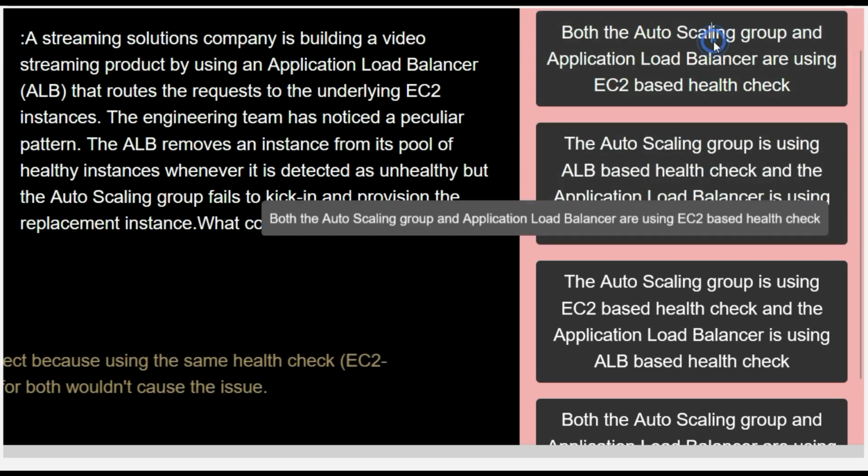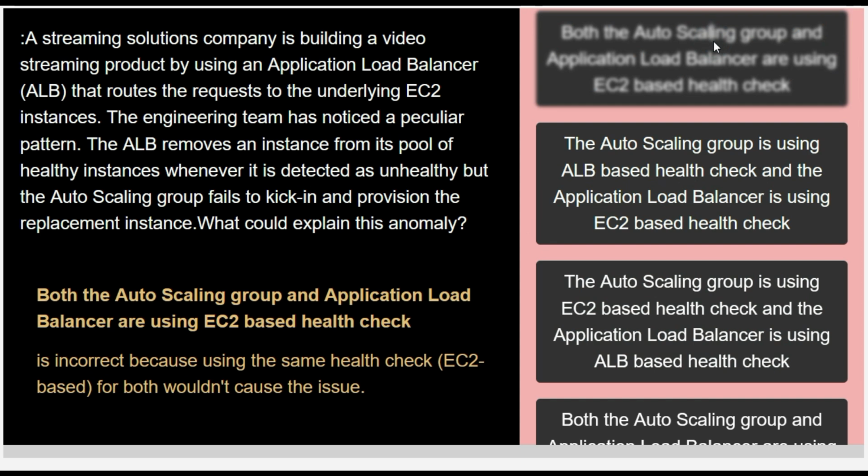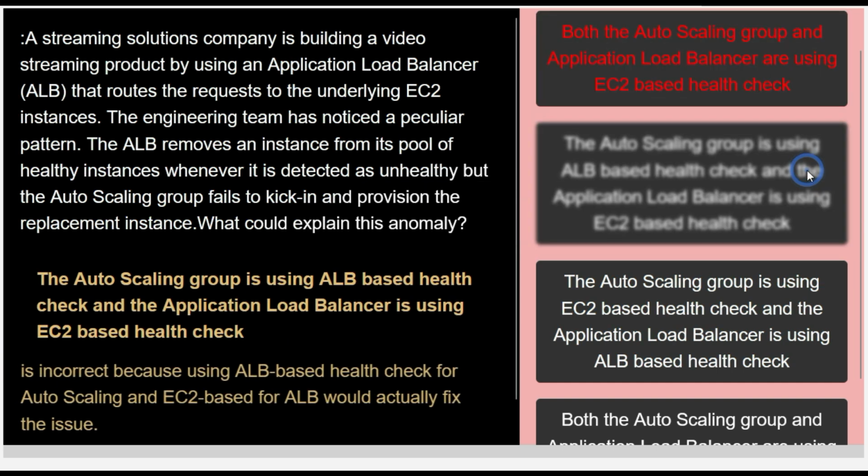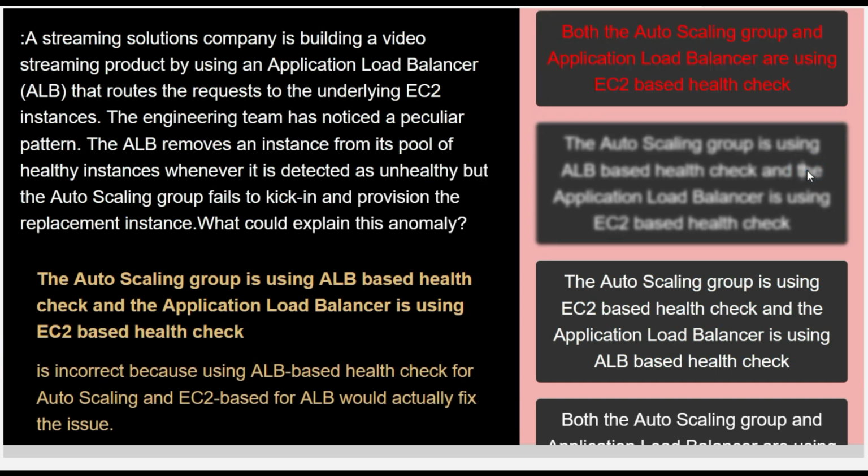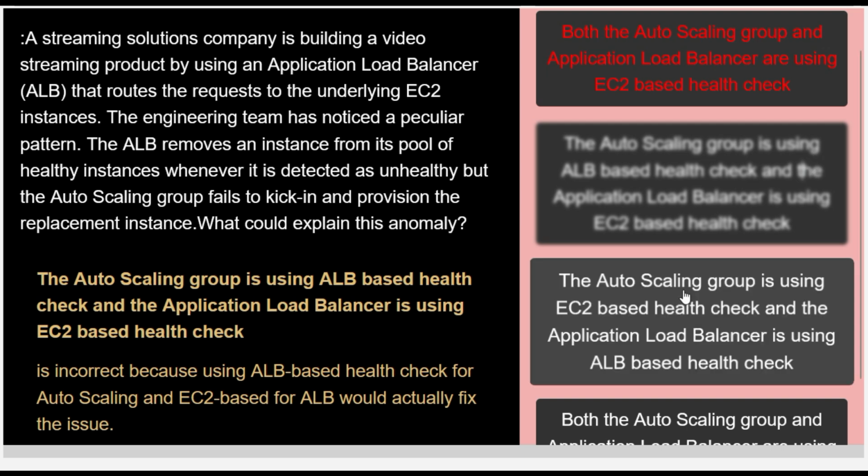Let us start with option 1. Both the auto-scaling group and application load balancer are using EC2 based health check. This option is incorrect because using the same health check, EC2 based, for both wouldn't cause this issue. So this is the wrong answer. Let us go to option 2. The auto-scaling group is using ALB based health check and the application load balancer is using EC2 based health check. This option is incorrect because using ALB based health check for auto scaling and EC2 based for ALB would actually fix the issue. So wrong answer.